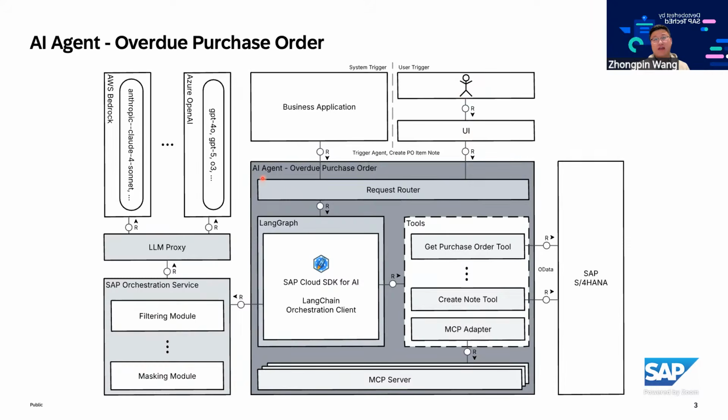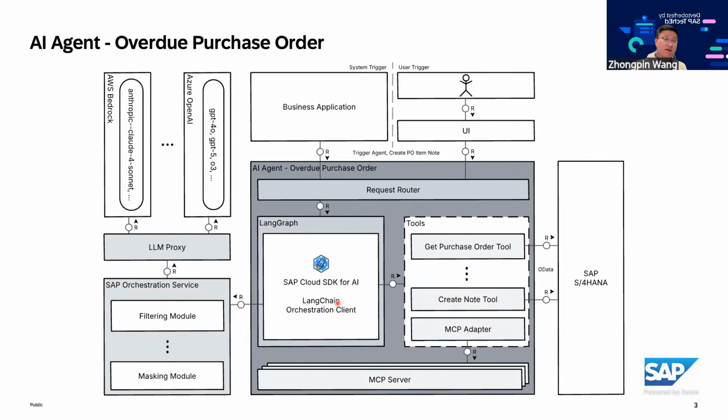So the actual agents part, this is what we call the agent router, which takes the request and triggers the agent, or maybe continues a conversation once more information comes from the user side. And then this router just forwards the request to LangGraph, which is used for building your agents. And the key component here is, of course, our cloud SDK for AI, the LangChain orchestration client.